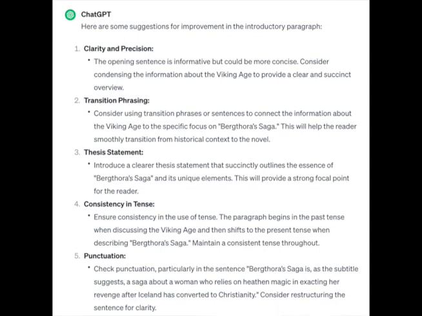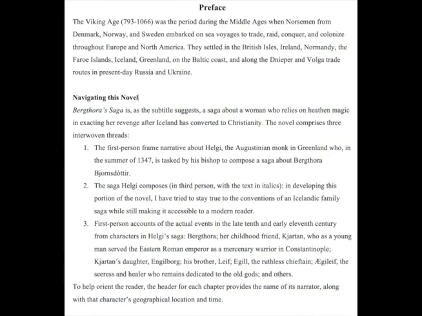Number four, consistency in tense. Ensure consistency in the use of tense. The paragraph begins in past tense and then shifts to present tense. Yes, the first paragraph in the preface here goes into historical facts, which must be discussed in past tense. The next part here is a synopsis of the story, which is generally discussed in present tense. So this is the reason for the shift from historical past tense to literary present tense.